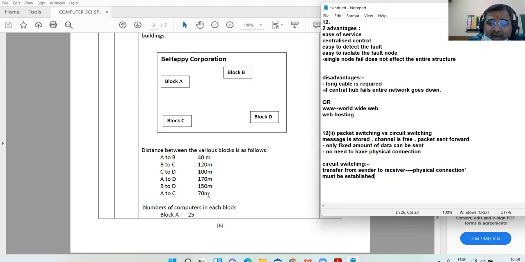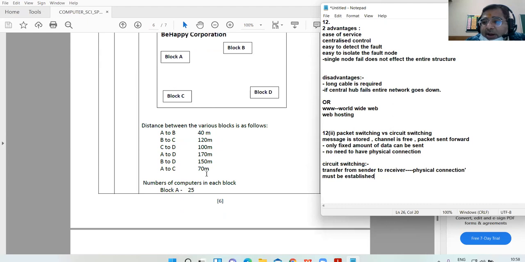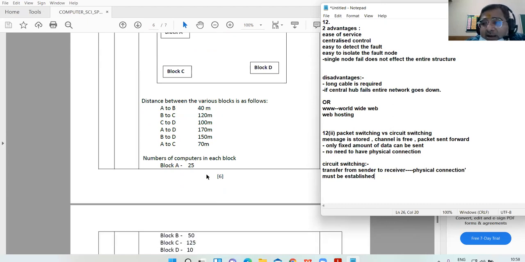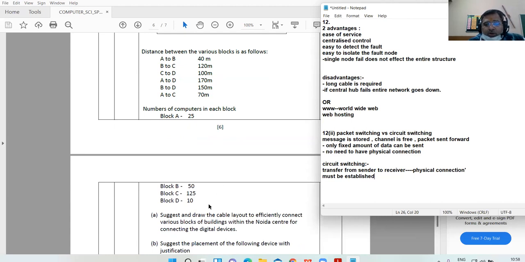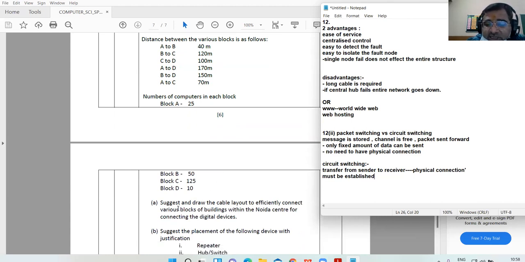Okay. Then, how many number of computers in each building? That table will be also given to you in the question only. Block A, 25 computers are there. Block B, 50 computers are there. Block C, 125 computers are there. Block D, 10 computers are there. Okay. Now, first question is, suggest and draw the cable layout to efficiently connect various blocks of building within the Noida center.